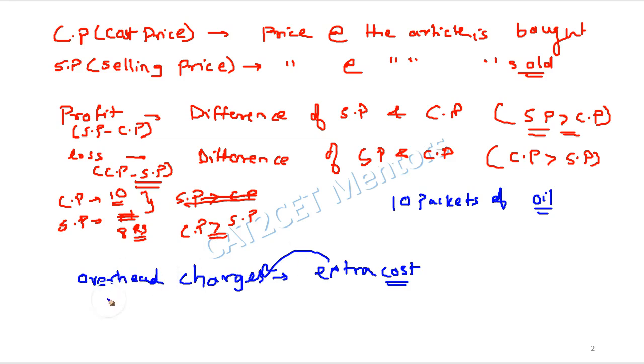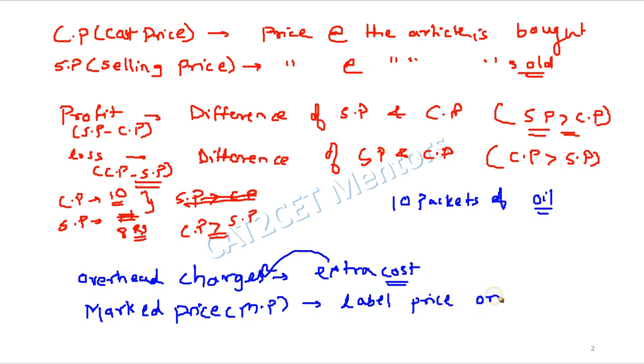Now another term that you might have heard is marked price. Now what is marked price? It is defined as the price on the label or the list price. So it is also known as label price or list price. I hope this is clear to you.